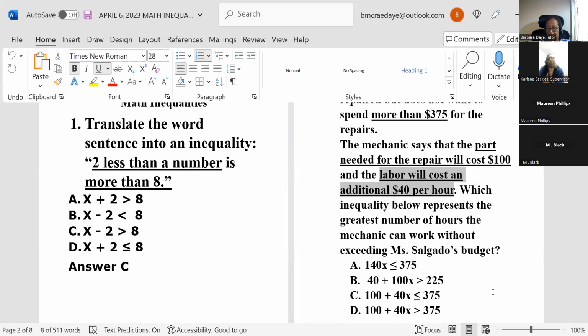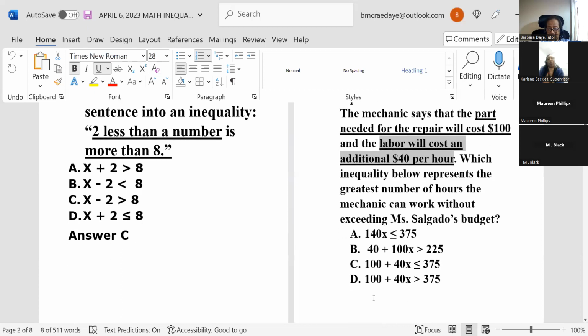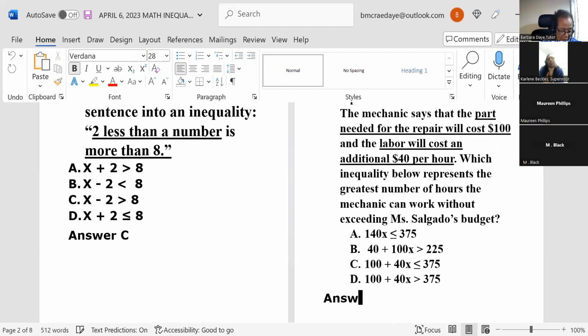Very good. Maureen, that's what you have? Yeah. Because the $100, that's the fixed cost. $40 per hour times the number of hours, and it can't exceed her budget. So she can't spend more than that, so it has to be less than or equal to 375. That's right. So answer C. Very good.